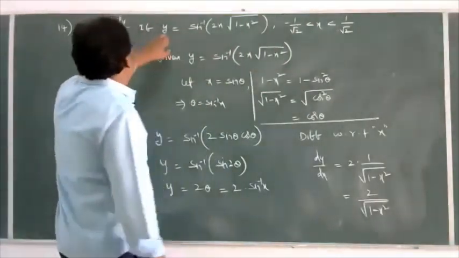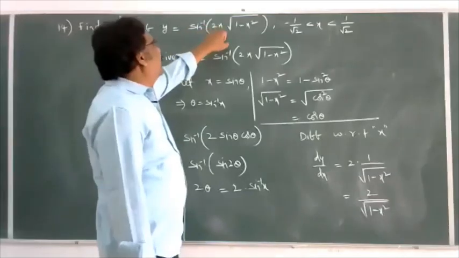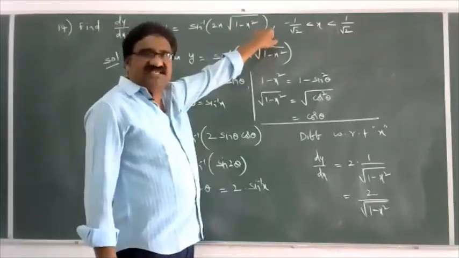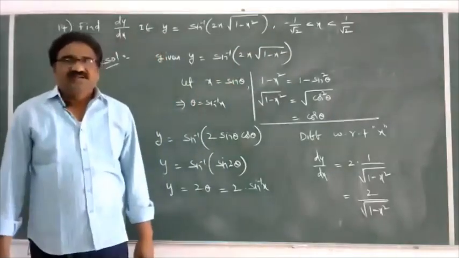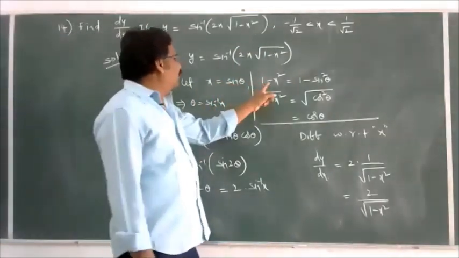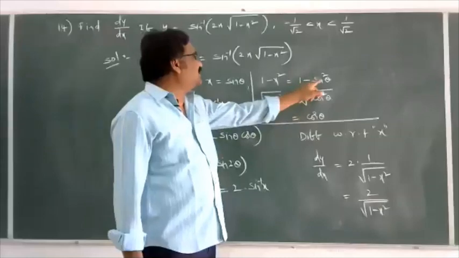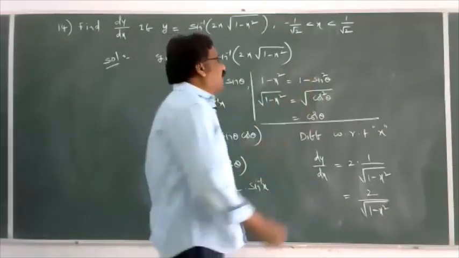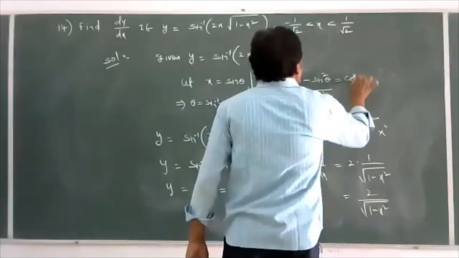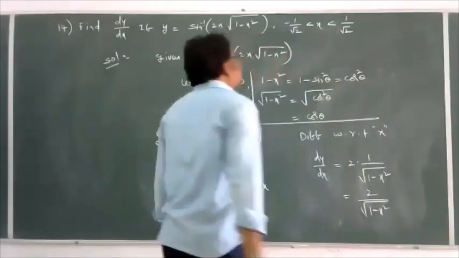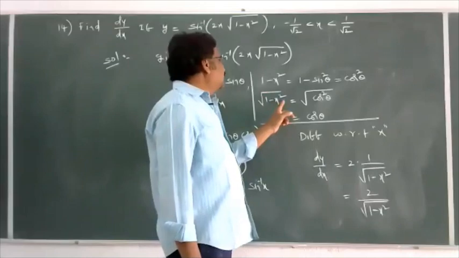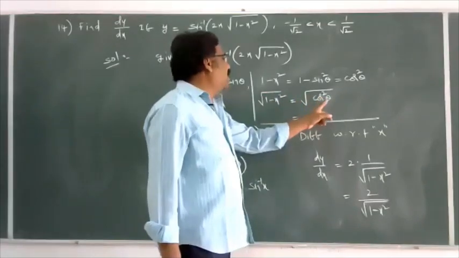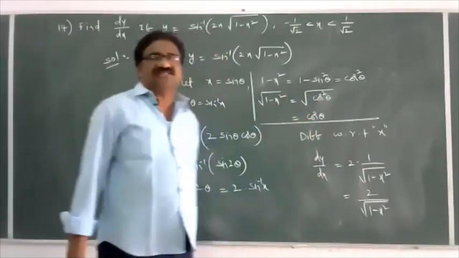Here the problem is given y is equal to sine inverse of 2x into root of 1 minus x square. Substitution is x is equal to sine theta. If x is equal to sine theta, 1 minus x square is equal to 1 minus sine square theta, that is cos square theta. That is root of 1 minus x square, root of cos square theta, that is equal to cos theta.